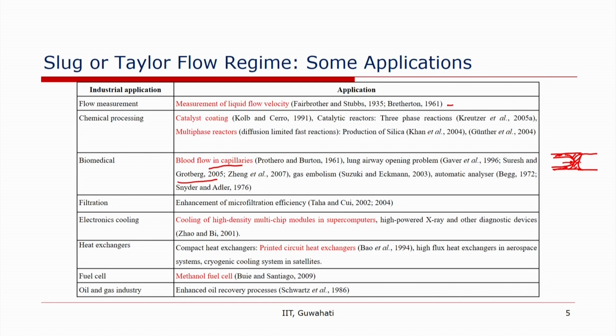In the last 2 decades, gas sparging has been used for removal of fouling in the membrane, and it has been shown that this fouling removal is most efficient if the gas liquid flow occurs in the Taylor flow regime. So this enhances the efficiency in microfiltration, nanofiltration, so in membrane fouling removal.